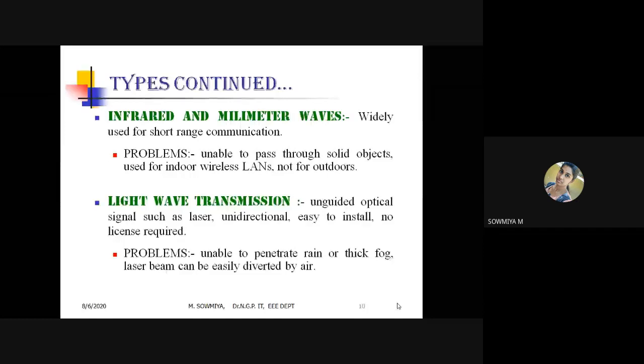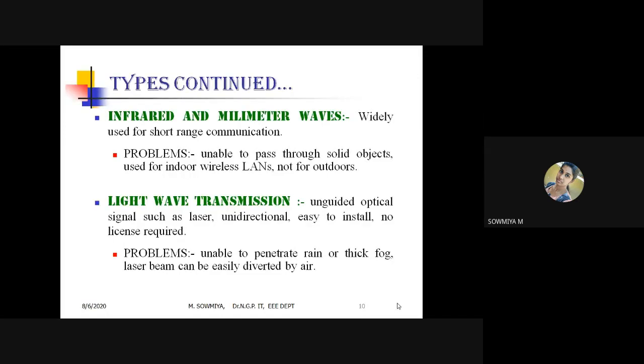And then light wave transmissions. It is an easy way to install, and it doesn't require any license like radio wave transmissions. It is an unguided optical signal such as laser, and it travels in a unidirectional method. The problem, as with the other transmissions, is weather. It is unable to penetrate rain or thick fog, or it can be diverted by air, because it is a laser beam.